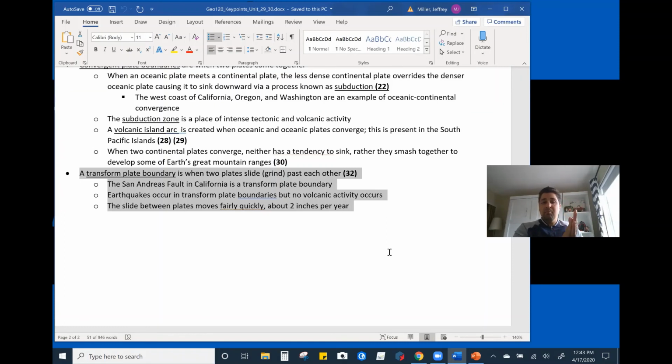In California, the large fault called the San Andreas Fault comes from a transform plate boundary. There's earthquake activity in transform plate boundaries, but there's really no volcanic activity. Hence the reason we don't really have active volcanoes in California when we have earthquakes on the West Coast, because of this transform plate boundary.